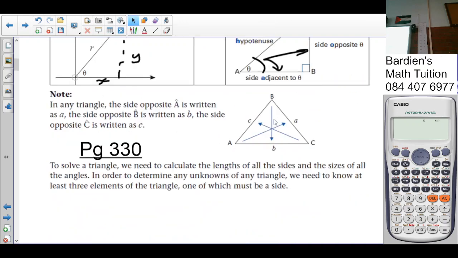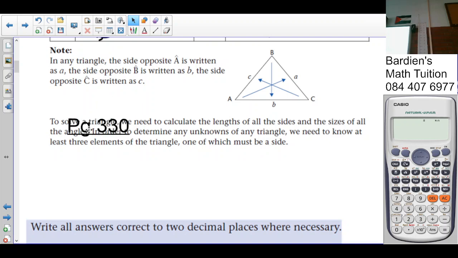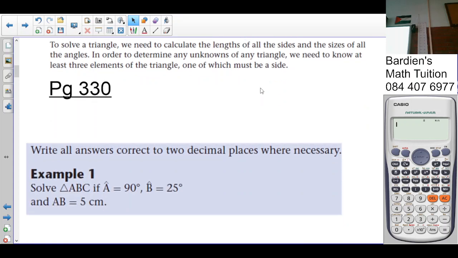Note, in any triangle, the side opposite angle A, can you see angle A? The side opposite angle A is written with a small a or lowercase a. Can you see that, people? This is capital C and this lowercase c, and capital B is lowercase b. Can you see that, people? That's the relationship that exists between triangles, with regards to the angles and the sides.